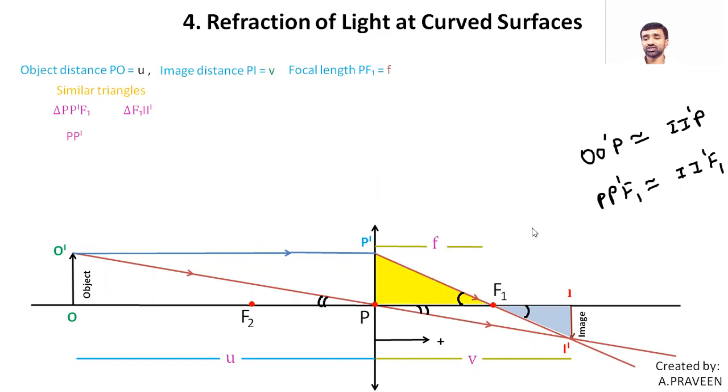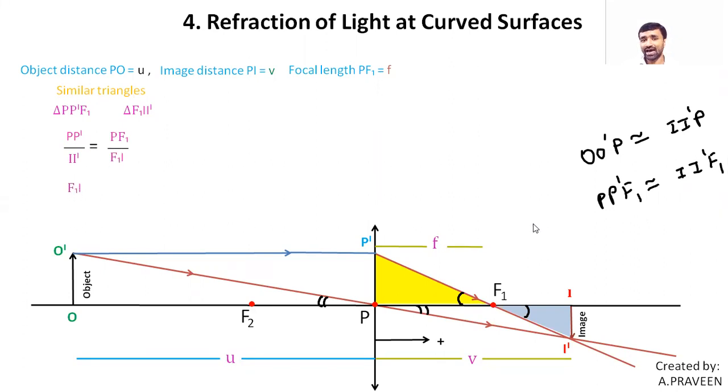In similar triangles, the corresponding sides' ratios are the same. What is PP'? PP' is the vertical height. That vertical height in the opposite triangle is I' is equal to the base PF1 is similar to IF1 or F1I. Anything you can write. Are you clear about this equation?